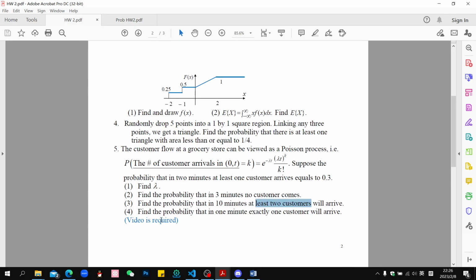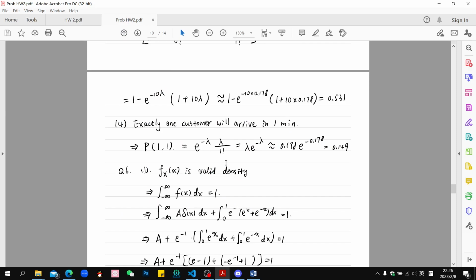And then finally, we have to find the probability that in 1 minute exactly one customer will arrive. This is simpler. Exactly one customer arrives in 1 minute. That is p(1,1). So we directly do the calculation and put the numbers in. That gives 0.149.